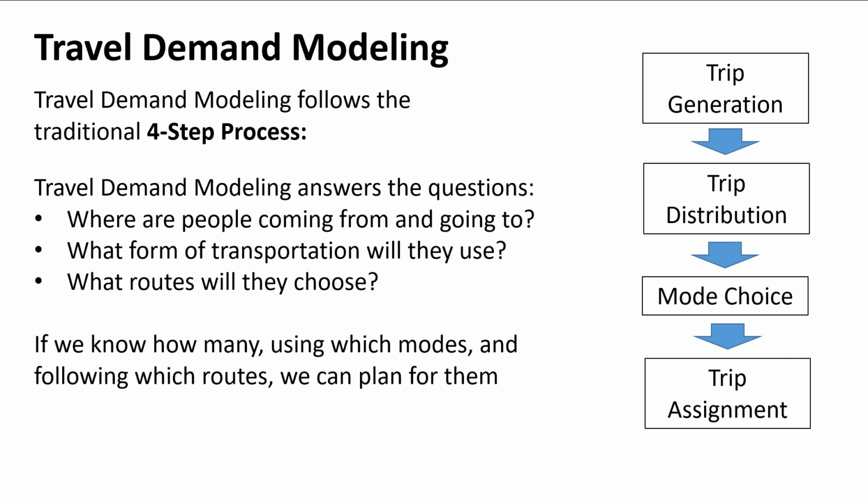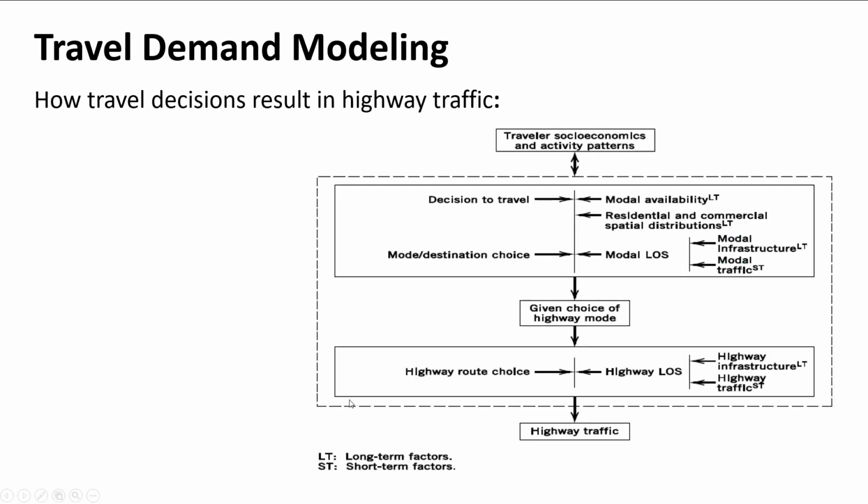So if we can predict these things and plan them, we can work on that and plan for it. And this is a chart out of your book that shows the decision process. We start at the top and work our way down. These are the decisions in the flow chart of how people decide things, and how we end up calculating how much traffic we've got on the highway, on the road piece through there.